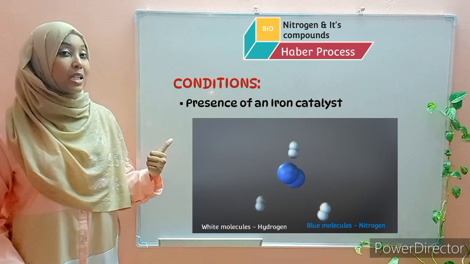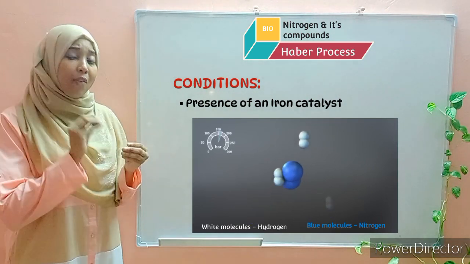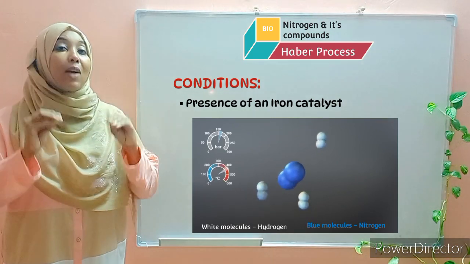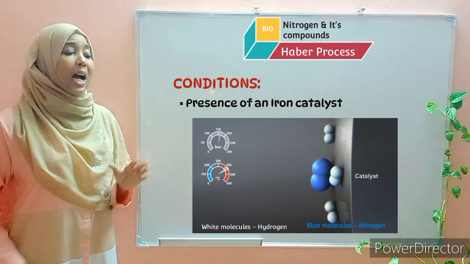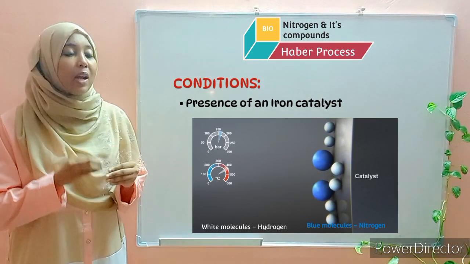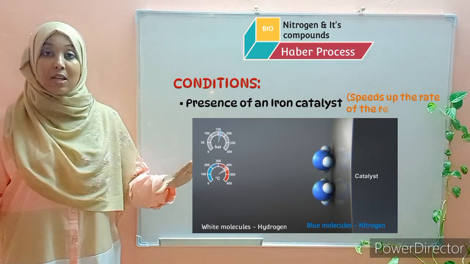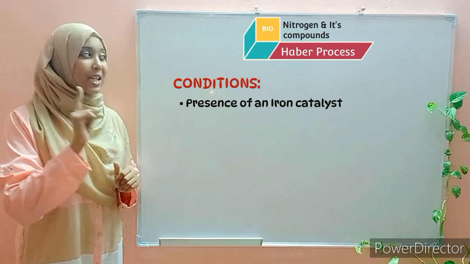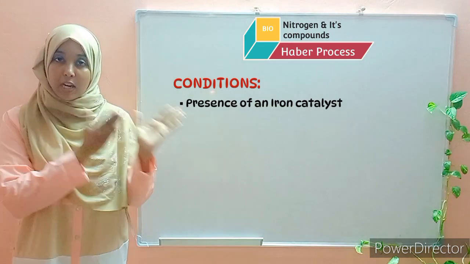Now, the catalyst that is used is finely divided. You'll find some books mentioning finely divided iron catalyst. What does it mean when it says finely divided? This simply means that the catalyst has been broken down to very, very small particles. And the reason is so as to increase the surface area, therefore speeding up the rate of the reaction. So the catalyst is iron. Moving on to the next two conditions, temperature and pressure.